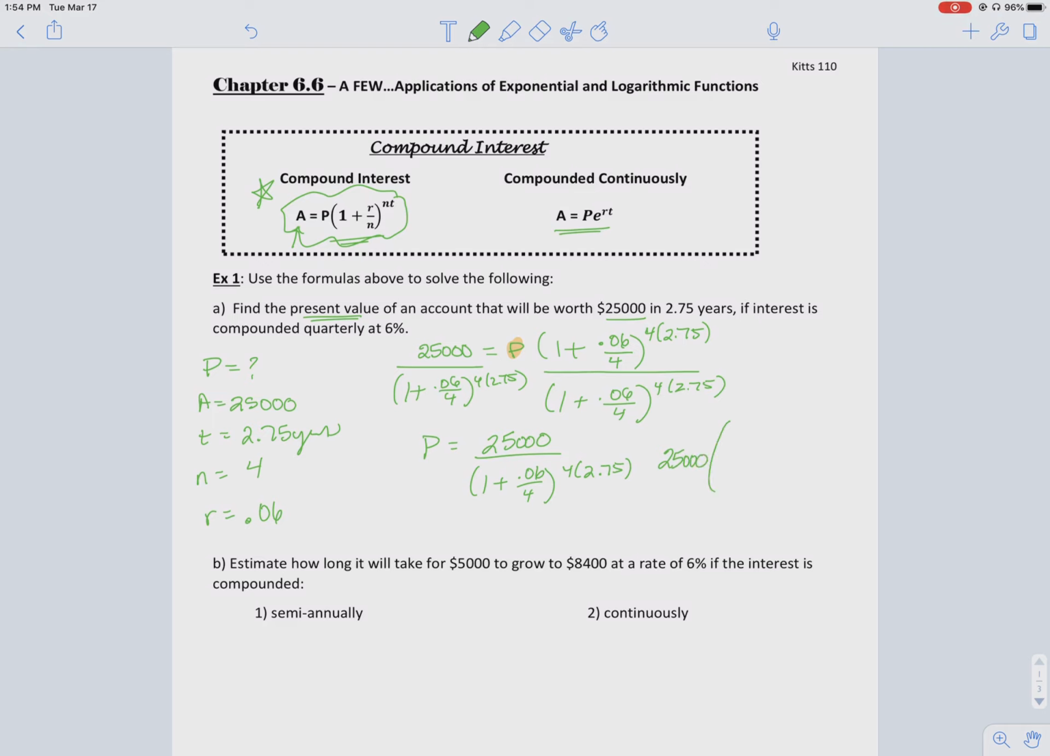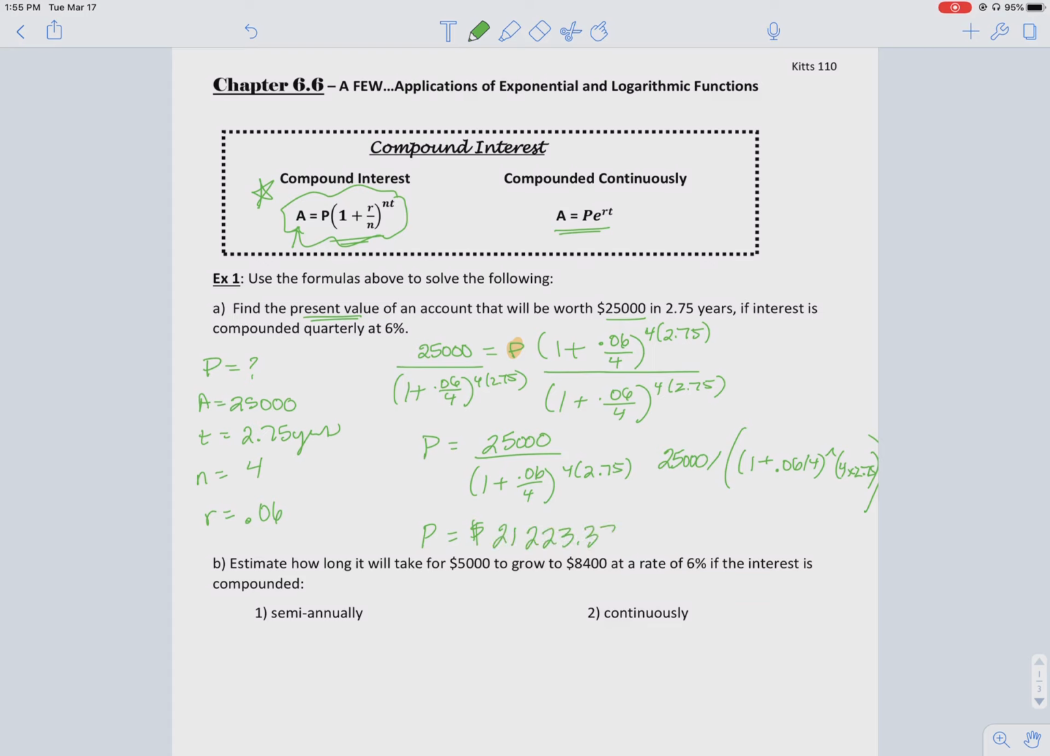So my principal should be, and we're just going to round it to normal money decimal places. So I needed to start off with $21,223.33 to have $25,000 later on. Okay.